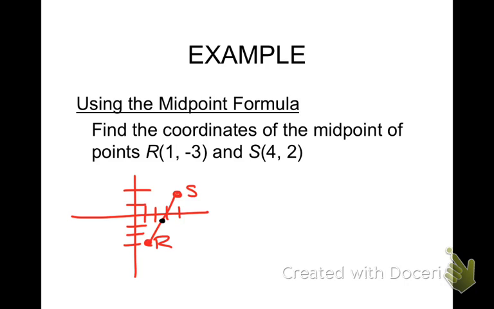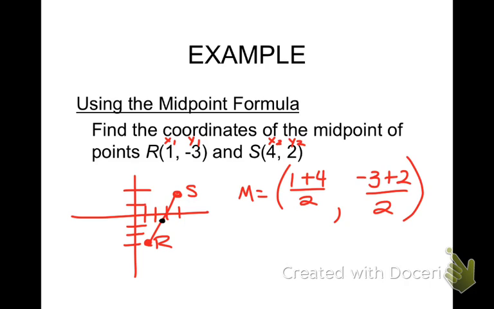If it helps you, you can label your points x sub 1, y sub 1. So this is point 1, so I'm going to label that x1, y1. This is my point 2, so I'm going to label that x sub 2, y sub 2. If you need to do that, you can. But literally all you're doing is adding your x's together. So, to find the midpoint, we're going to take 1 plus 4. So those are my x's. And I'm going to divide that sum by 2. I'm going to put a comma. Now I'm going to add my y's. -3 plus 2. And I'm going to take that sum and divide it by 2.